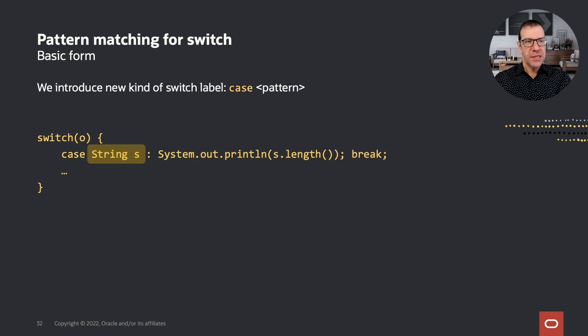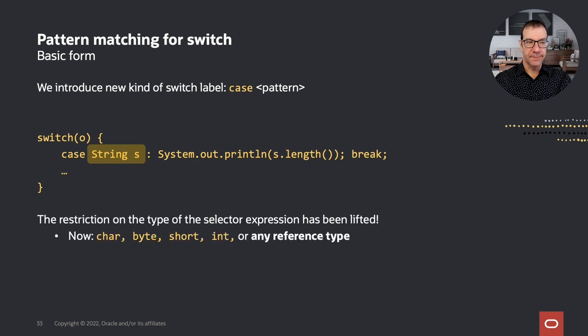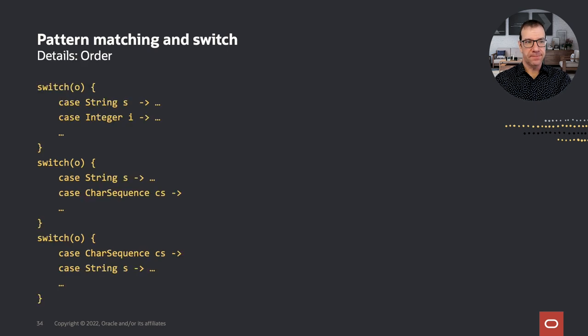Now, immediately, something jumps out at us. Recall that the selector expression, the thing we're switching over, is of a restricted type. Now, we're not going to be able to write very many patterns, therefore. The only reference types that we can use are enum types and string. So we're going to have to lift that restriction. So for pattern switches, you can use the integral types as before, char, byte, short, or int, or any reference type.